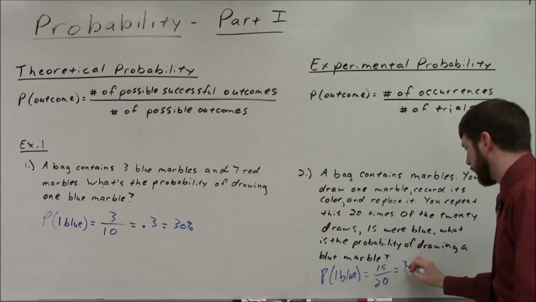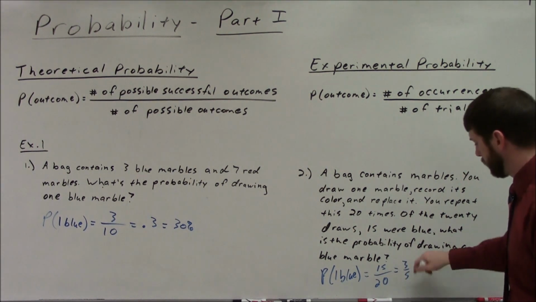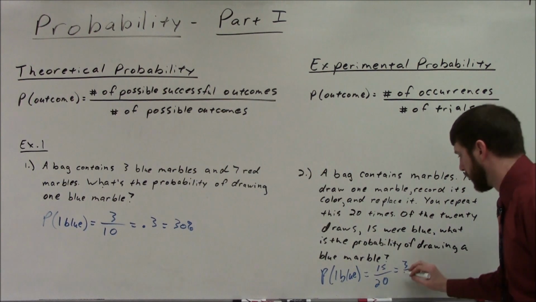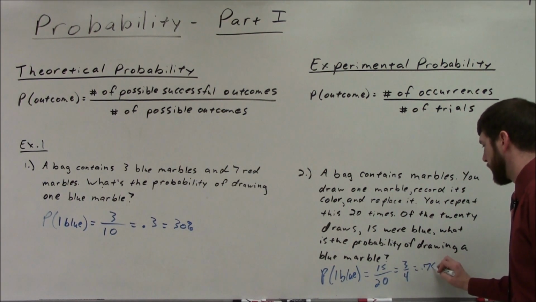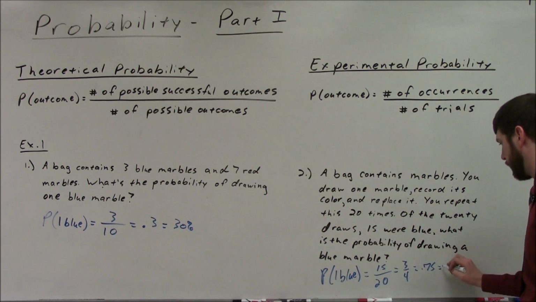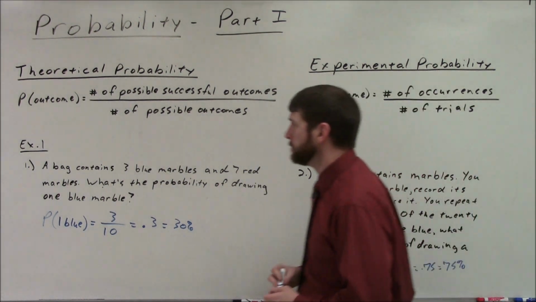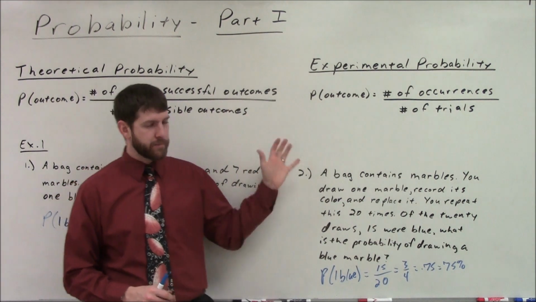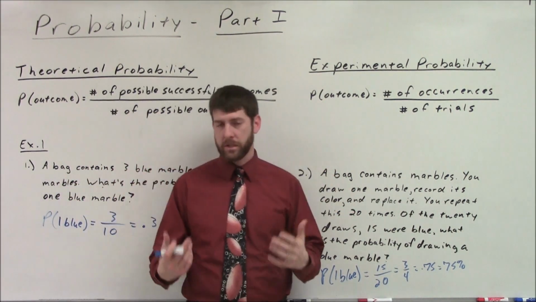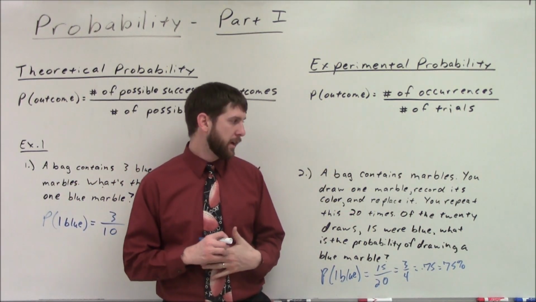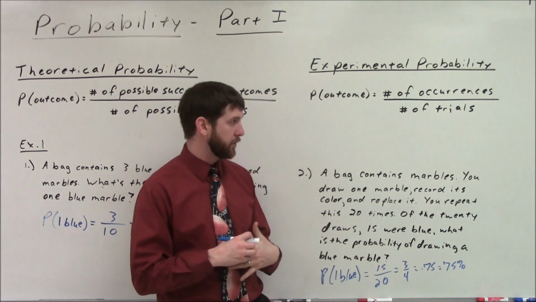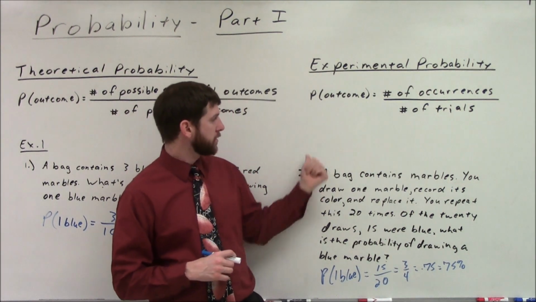So again, we can make that a reduced fraction. Let's make it 3/4. We can do it as a decimal between 0 and 1, or we can do it as a percentage. Any of those would be acceptable answers. So that's really probability in a nutshell. Now, obviously, we have to make it a lot more complicated. Otherwise, we wouldn't be wasting our time doing this again.